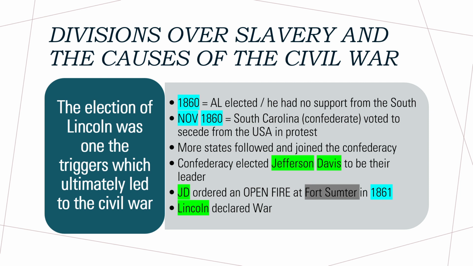In November 1860, out of defiance for this election, South Carolina, a southern Confederate state, voted to leave the USA in protest. This had a knock-on effect, and more states followed to join the Confederacy. The Confederacy then elected Jefferson Davis to be their leader. He then ordered an open fire at a place called Fort Sumter in 1861. That's quite important, you should remember that.